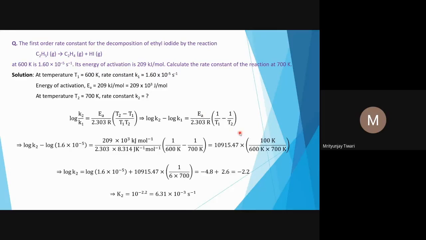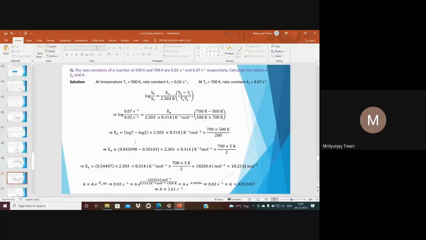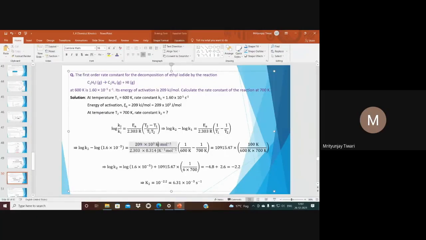So anyway, this is known to us. We can write log K2 minus log of 1.6 × 10^-5, the value of K1, equal to the value of activation energy, which we can put as 209 × 10^3 joule. Again, I should not write kilo here, just joule.